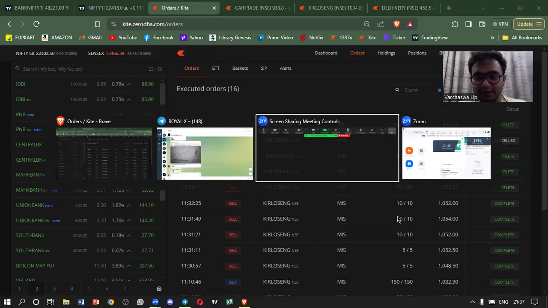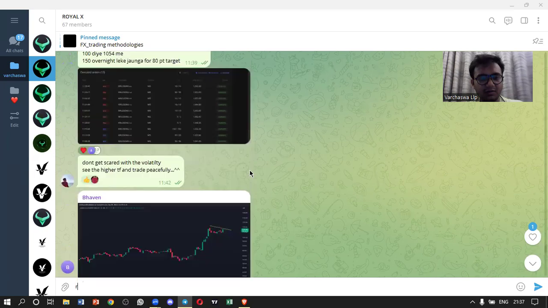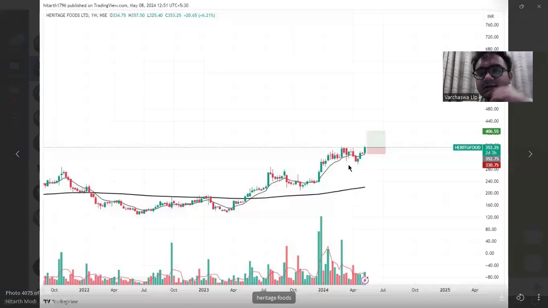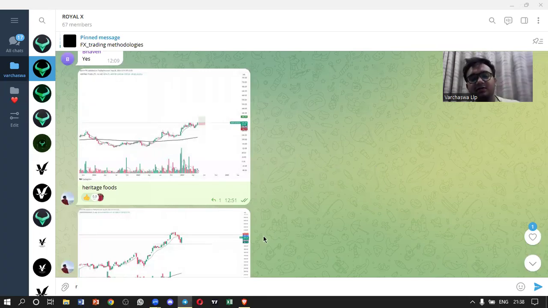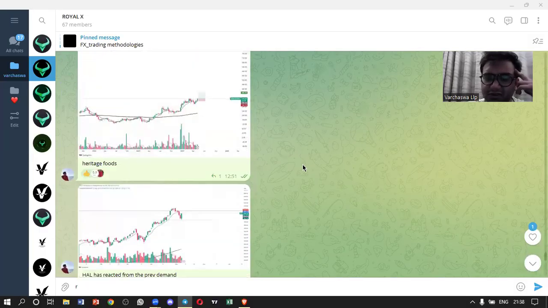Moving on to my next trade update, I had also shared about Heritage Foods. I am holding this stock since 3 days, from the level of 330, 320, and I have a bullish view. I also shared this positional trade with the mentees today, and I added a few quantities today at around 353 levels, and it went up by 7 points on an intraday basis.